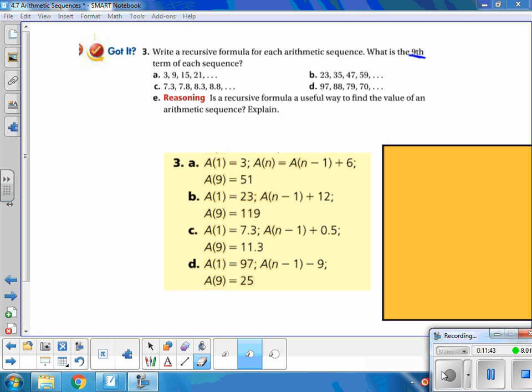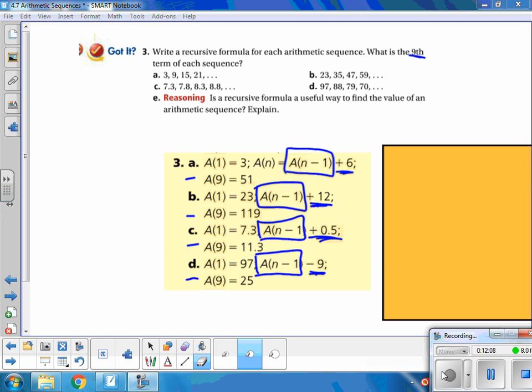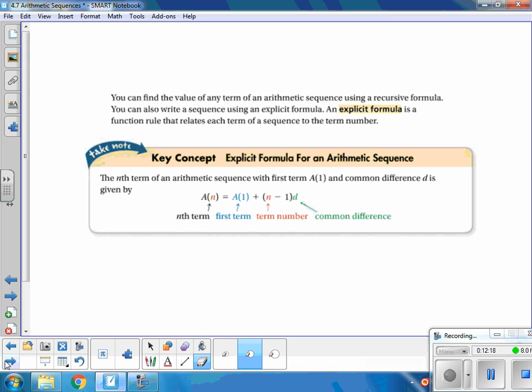All right, here's how they all look. Now notice very similar pattern here. You got this one with the arithmetic sequence. You got this one with the arithmetic sequence. Recursive pattern is showing this same thing. It's the term I'm looking for, minus 1, so I'm looking for the nth term, and then the common difference. And it looks like the ninth term for each one of these is 51, 119, 113, and 25. And you can see this is the way I write it, the function of 9 for each one of these. It's going to take some practice.